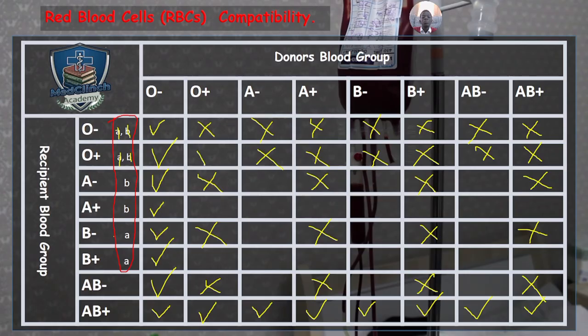So here we put a tick. So you fill that section. That means the O positive recipient can only receive blood from O negative, which is a universal donor, and O positive.